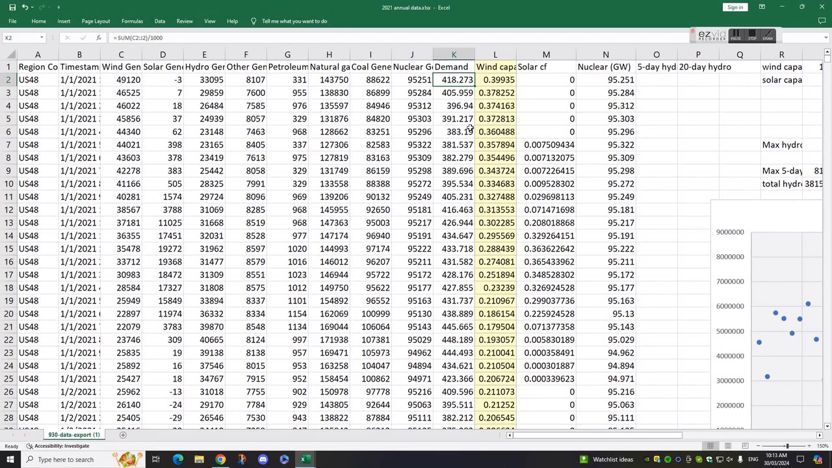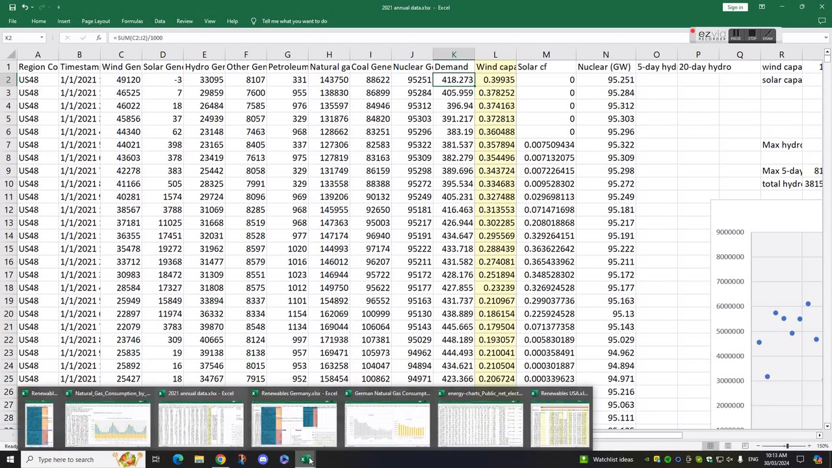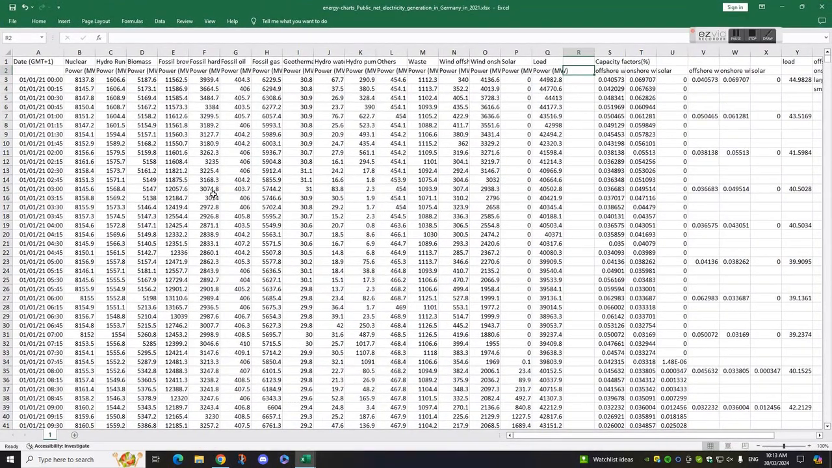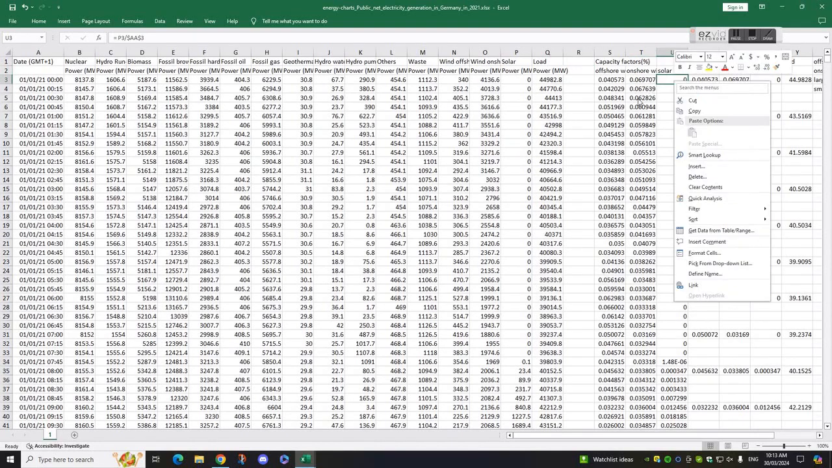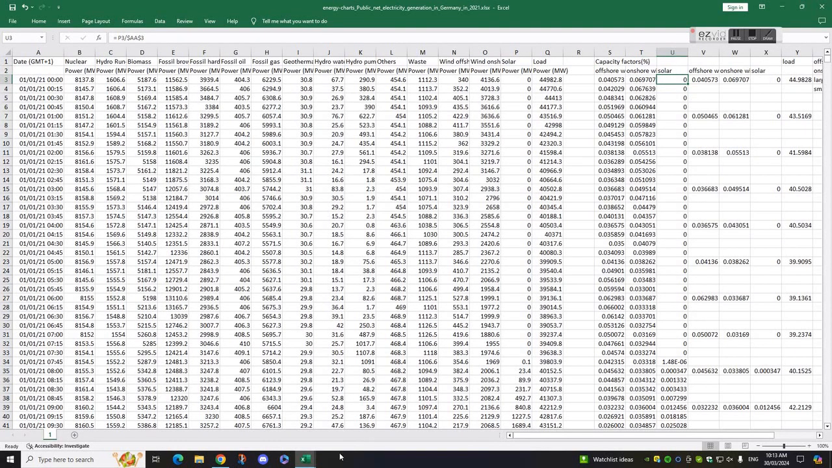I've converted all these to gigawatts because I work in gigawatts on my spreadsheet. For Germany, it looks much the same. It's every 15 minutes, but I only took every hour because I didn't want 4 times as many calculations, because it takes a long time for the spreadsheet to process that. So again, they just have the power being produced at those time intervals for each of the types of generators. From them I can calculate capacity factors for the wind and solar and whatever else I might need.